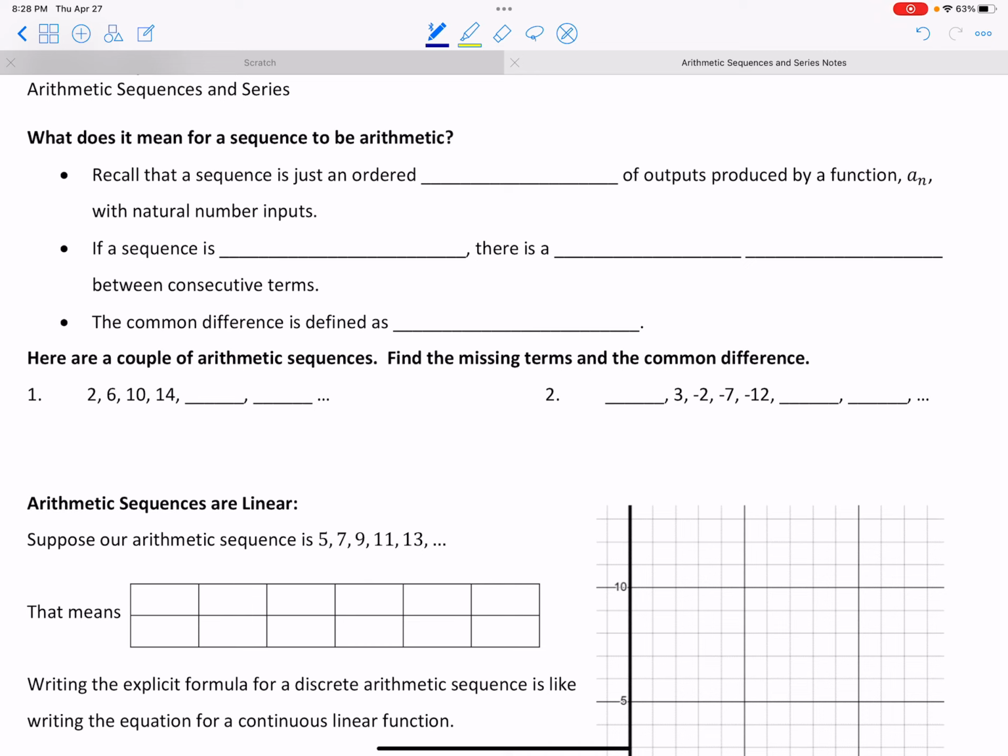So we've talked for a couple of topics now about what a sequence is and that a series is just the sum of the terms in that sequence. Today will be a focus on sequences and series that are arithmetic. So what does it mean for a sequence to be arithmetic?